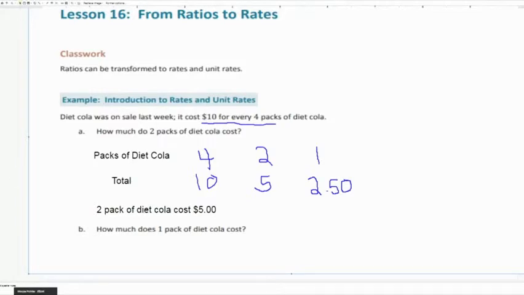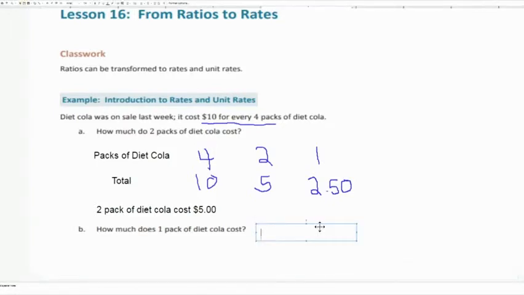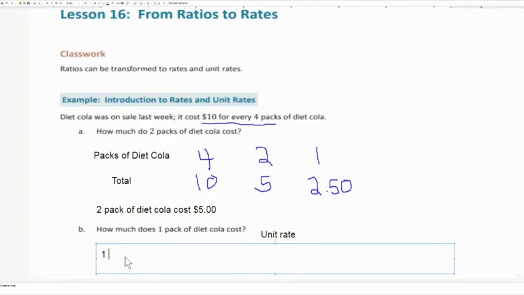So let's get our text box and put down here: this is the singular one. This is called the unit rate. We're taking it down from the 4-pack all the way down to the 1-pack, and this is what we're talking about as our unit rate. So 1 pack of Diet Cola costs, and now this is where we actually use the units, $2.50. When we're talking about rate, this is when we start to use those units themselves. All right, let's move on to the next one.